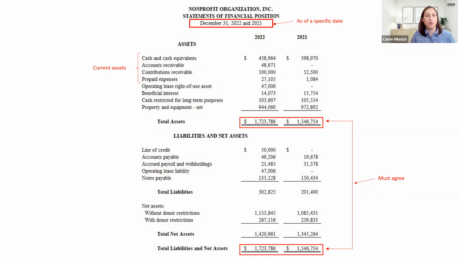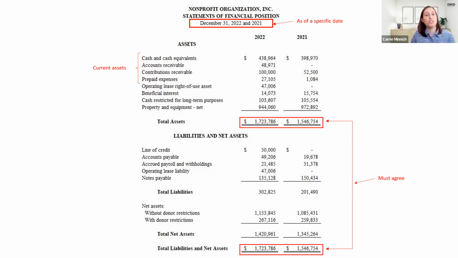Again, accounts receivable are payments that are going to be received in the future for services that you have provided, whether it be that you actually sold something to someone or you provided some kind of service, maybe through your programming, training, education, that type of thing.